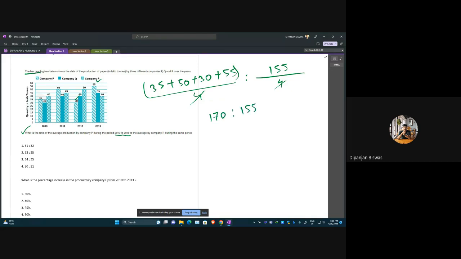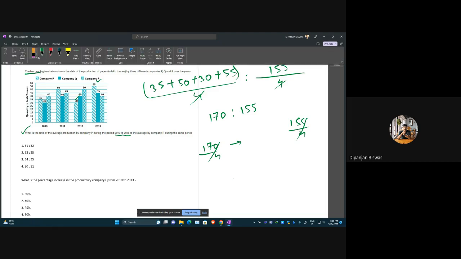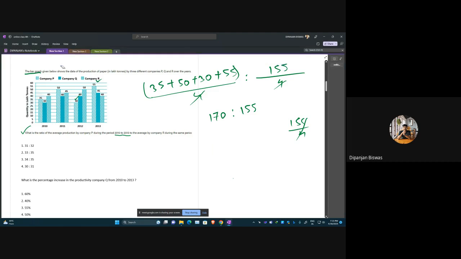You don't divide it beforehand. Like, you are doing 170 by 4, then you are taking the average. Again, you are doing 155 by 4, then you are taking the average, then you are doing the ratio. Don't solve a DI question like this, because it will consume a very substantial time. Whenever a ratio has been asked, you just plot the ratio first, then most of the things will be cancelled out automatically.